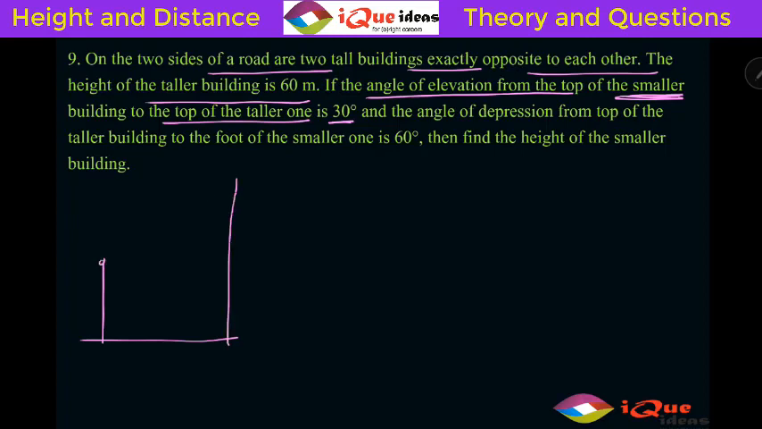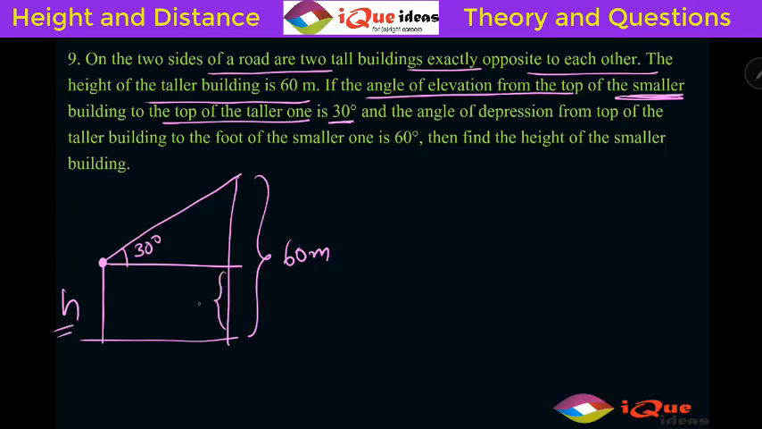So from the top of the smaller one, let's say this is the horizontal line. This is the angle of elevation. So this angle is 30 degree. This is, let's say, height h. And the height of the taller one is already given, 60 meters. So this h will be equal to this length also. So this is h. So the upper part of this one will be equal to 60 minus h.